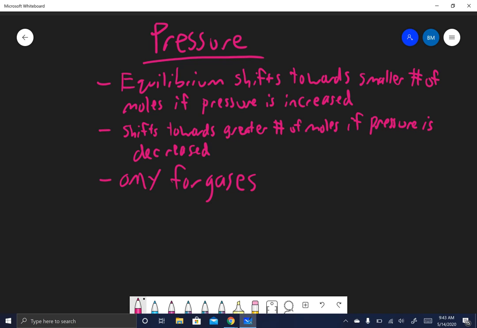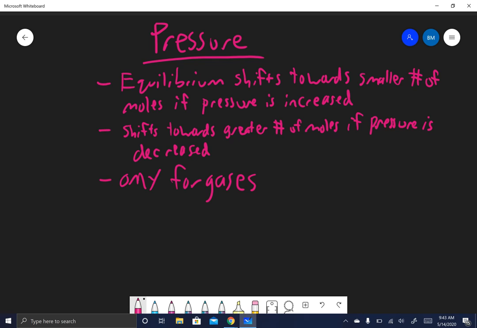So, equilibrium shifts towards smaller number of moles if pressure is increased, and the equilibrium shifts towards greater number of moles if pressure is decreased. I don't know why I wrote that like that, but those are the rules. And this is only for gases. Pressure really only affects gases.